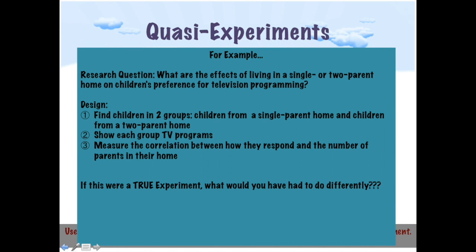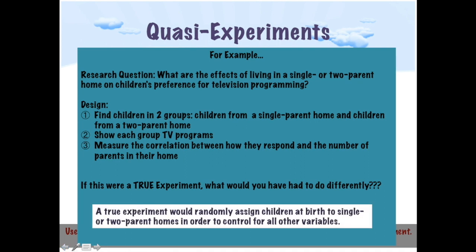The design of this quasi-experiment is, number one, find children in two groups, children from a single-parent home and children from a two-parent home. The second step would be to show each group TV programs. And the third step would be to measure the correlation between how they respond and the number of parents in their home. So if this was a true experiment, what would you have to do differently?